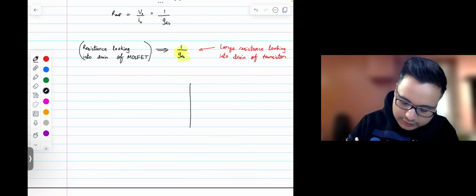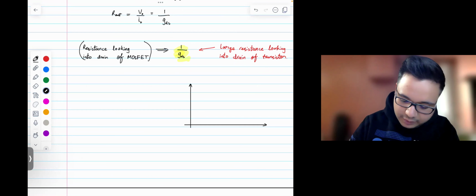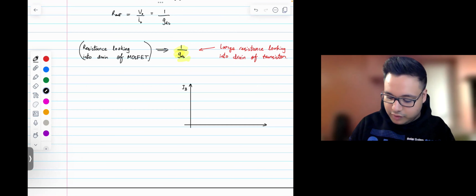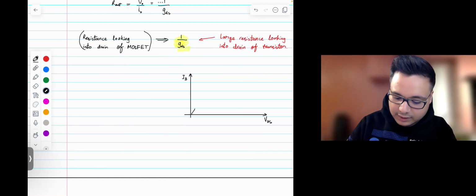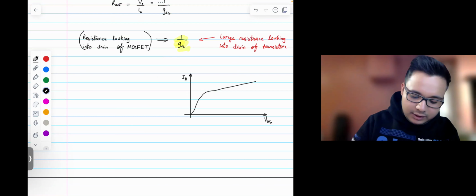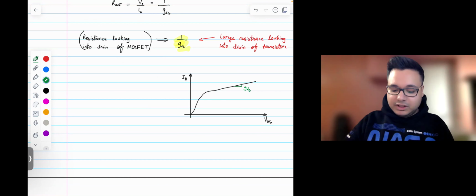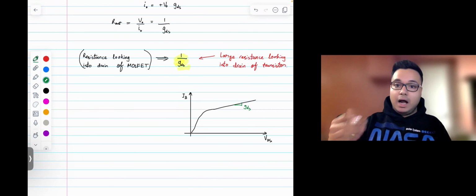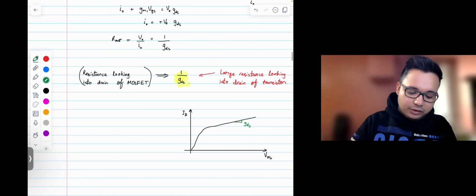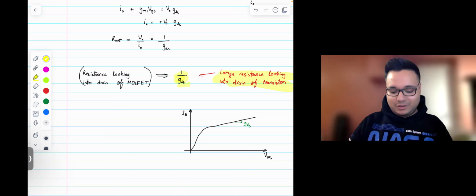So let's do this thing. In the previous videos, we talked about GDS, and we said that if we draw a curve of the MOSFET, VDS versus ID, then we have something like this, right? And GDS is basically the slope over here. And this slope is usually small. So if GDS is a small number, then 1 over GDS is high. And so the resistance looking into the drain of the MOSFET is usually a high resistance, okay? So I want you to remember that as well.